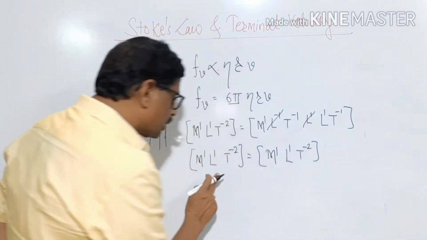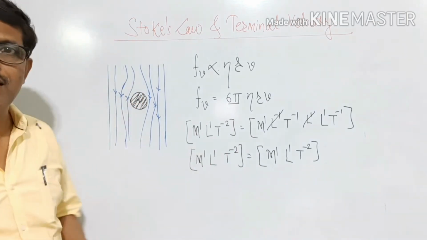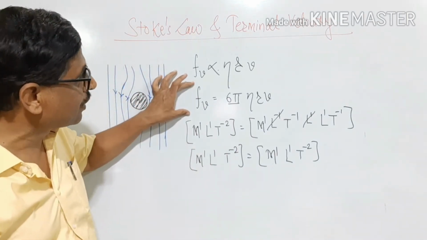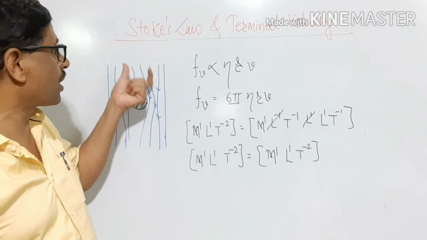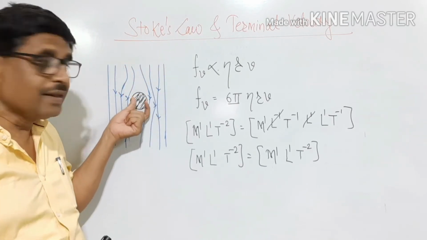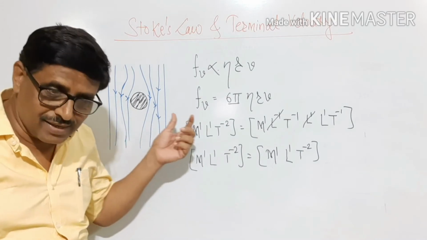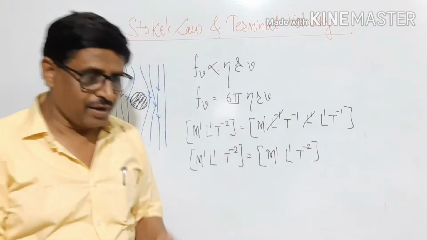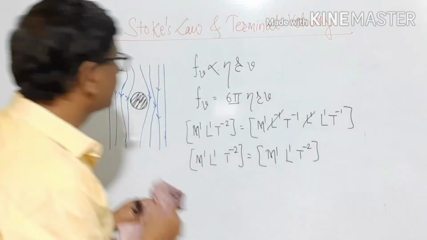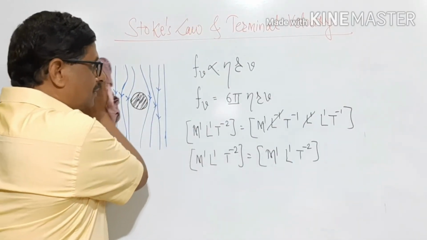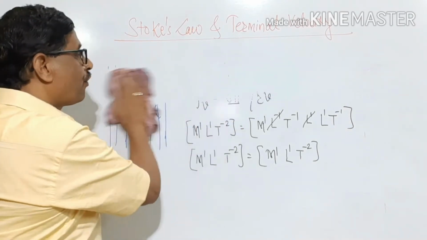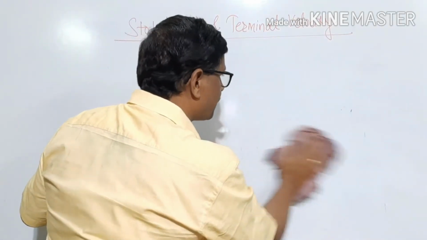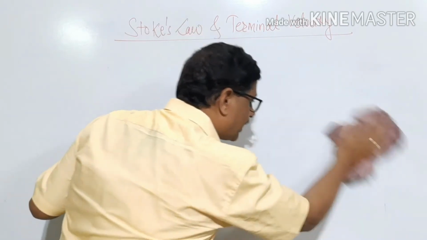As the dimensions on either side of the equation are the same, the equation that we have written for the viscous force for a falling sphere inside the liquid is the correct formula given by Stokes. This is the Stokes law and the Stokes formula for determining the viscous force on a spherical body moving in a liquid.